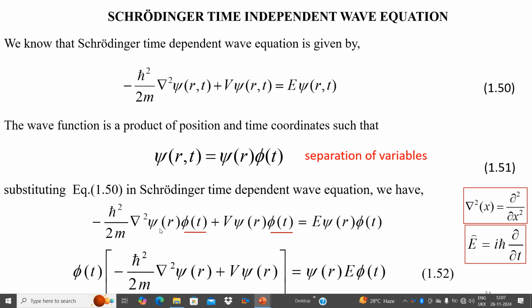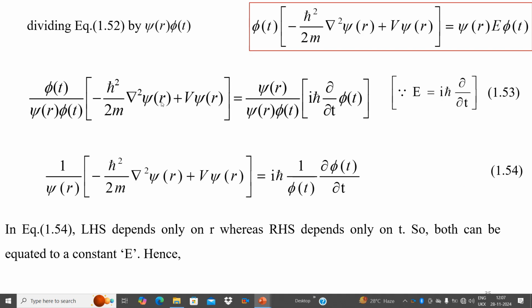So we can take phi of t out as a constant on the left hand side, whereas on the right hand side we can pull psi of r outside as a constant because E depends only on t. So pulling phi of t out as common on the left hand side and psi of r common outside on the right hand side, we will get equation 1.52. Now divide this equation by psi of r, phi of t, and we will get exactly equation 1.53.